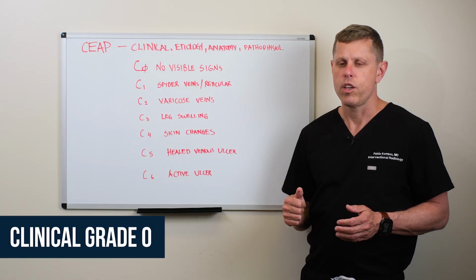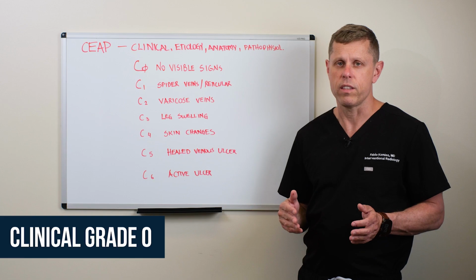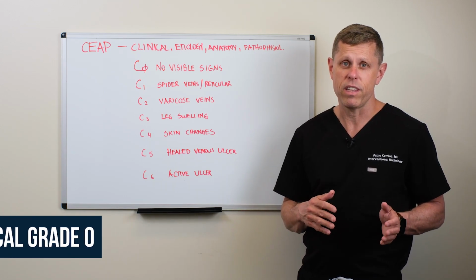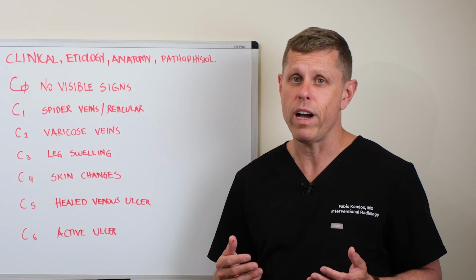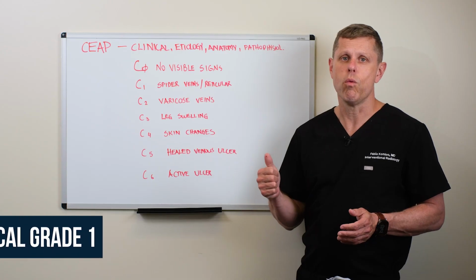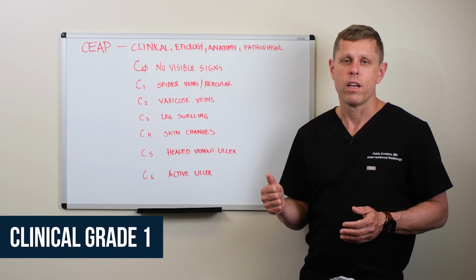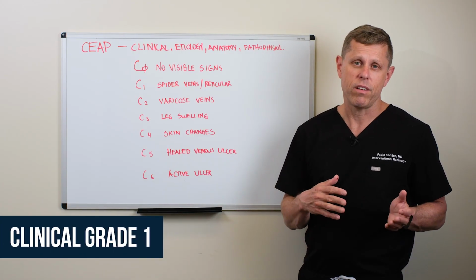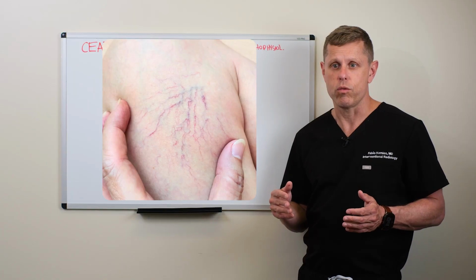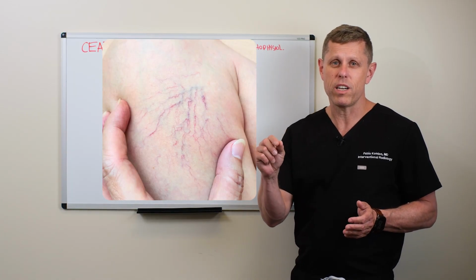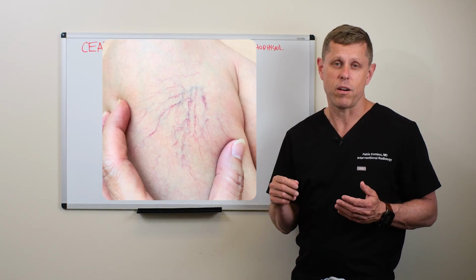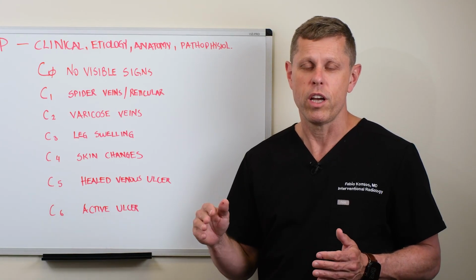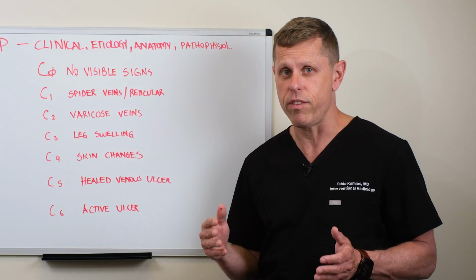C0 means you have no physical signs of varicose veins. You may still have heaviness and pain in the legs, but you don't have any visible veins. C1, which is grade 1, that's when you have spider veins or reticular veins, which are those millimeter or sub-millimeter veins. They're purplish or bluish and they're under the skin, very superficial, but they don't provide any bulge. You can see them, but you can't really feel them.